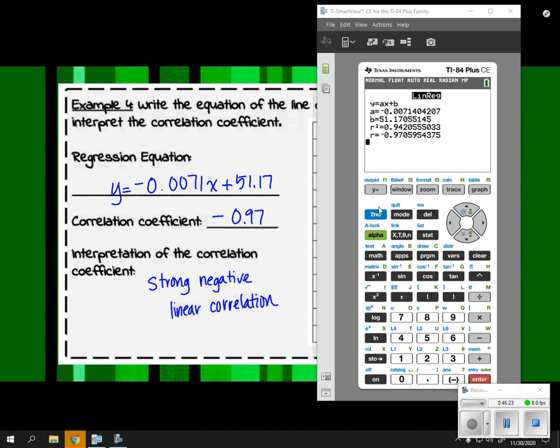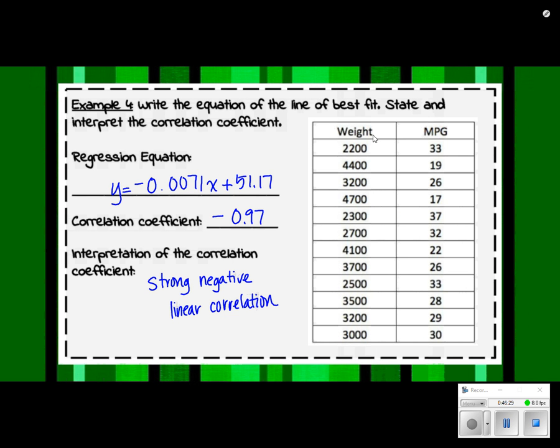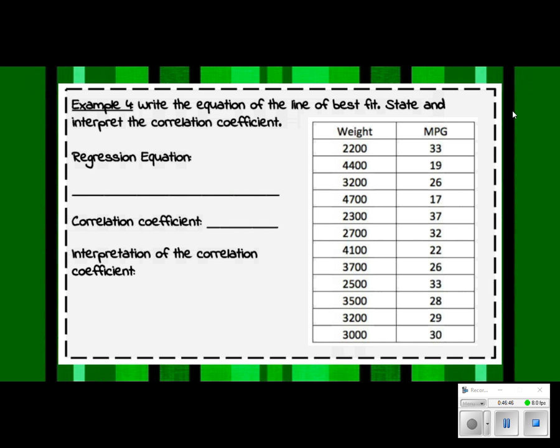All right, so that means as something increases, something decreases. Let's go back and look at our variables. Well, we've got weight and miles per gallon. So as the weight of our car increases, our miles per gallon, how well our car goes on a gallon of gas, is going to decrease, because if it's heavier, it takes more gas to move it. So that will be a strong negative linear correlation.